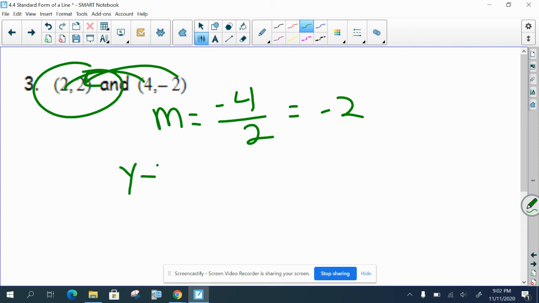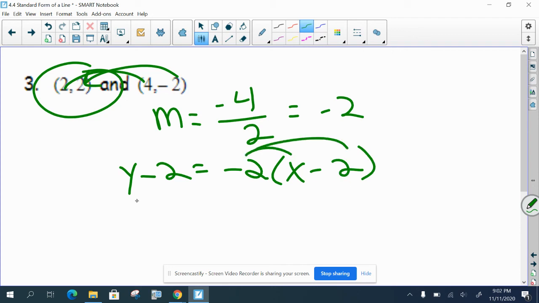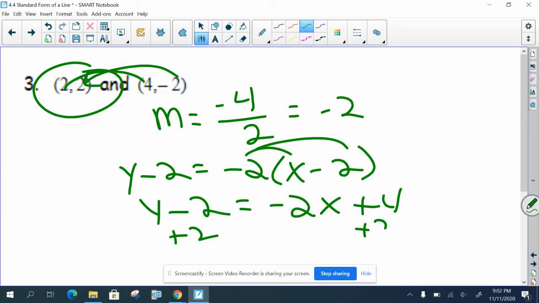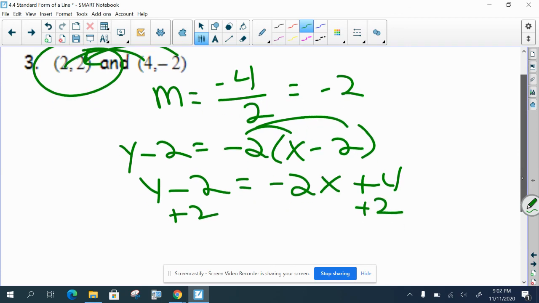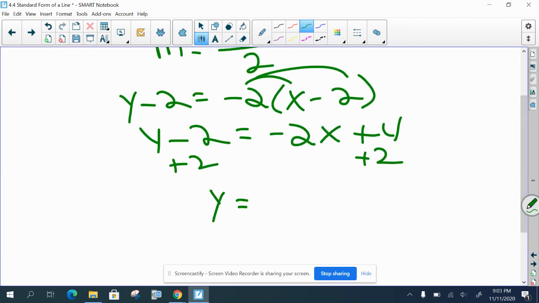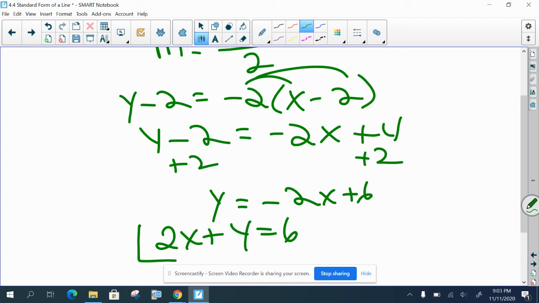So we'll do y minus 2 equals -2 times x minus 2. Lots of 2's here. Distribute the -2. This is where you may have made a mistake. -2x plus 4. Add over the 2 plus 2. And you get y equals -2x plus 6. Add over the 2x and you get 2x plus y equals 6. There's nothing else that you need to do to that equation.